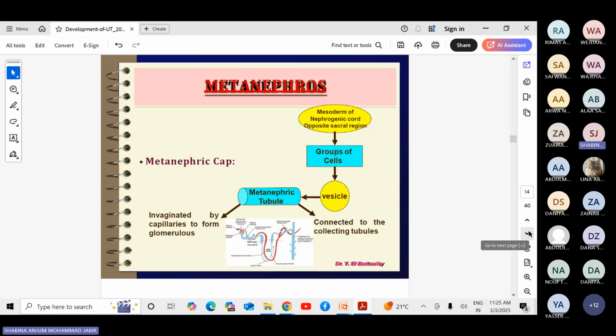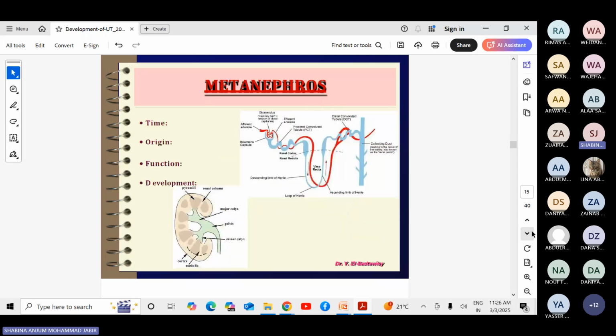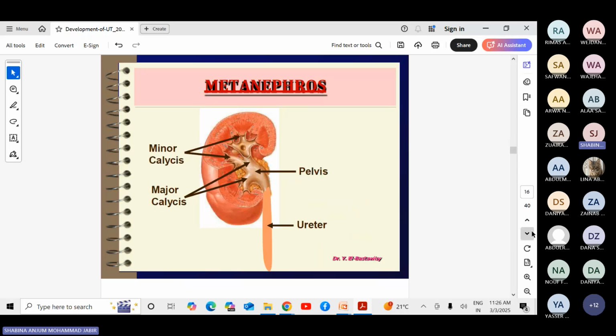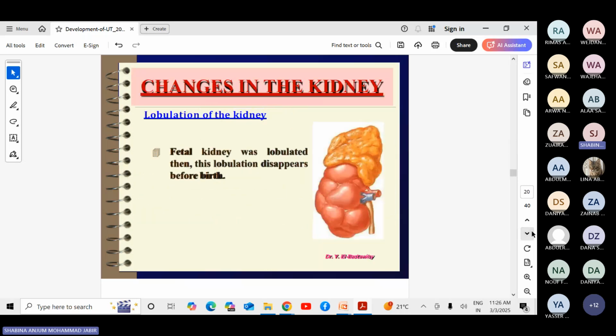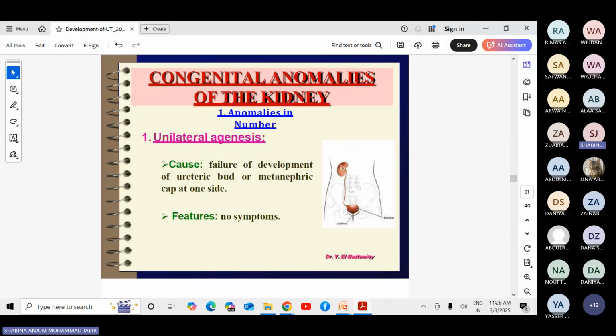So in this the ureteric bud will form the collecting system, and the metanephric cap will form the excretory part. And then finally this metanephric cap will be connected to the collecting tubules. So these two parts should fuse with each other. If they don't fuse, what will happen? The kidney will be lobulated like this, which is present in the fetal life. In the fetal life, the kidney is lobulated. But as soon as the development is complete, the kidneys will become smooth.